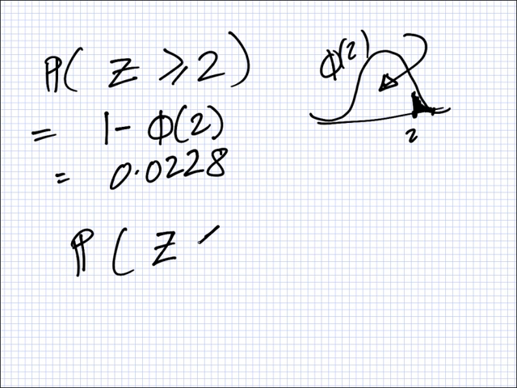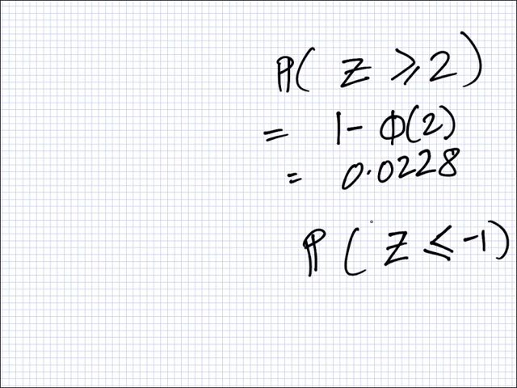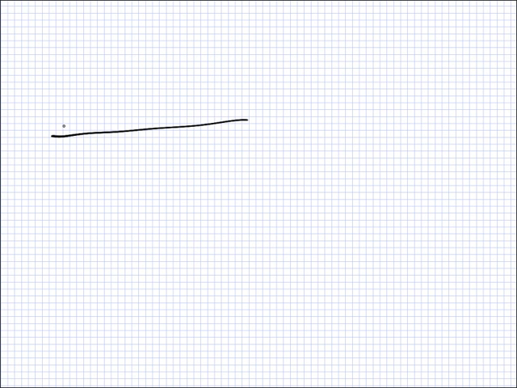Now, probability that Z is less than or equal to -1. Now you see, we've got a small problem here, because if you look at your table book, what's the smallest Z value? 0. But let me show you the trick here. If I go to the side, yeah, symmetry.